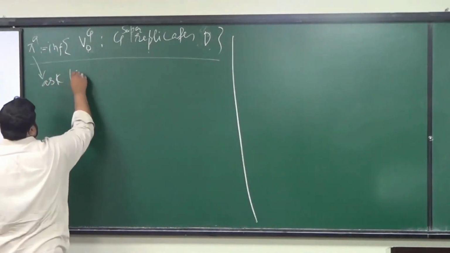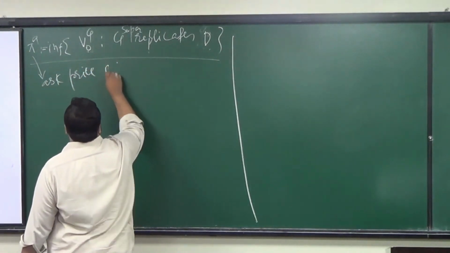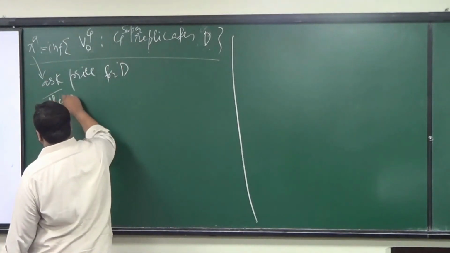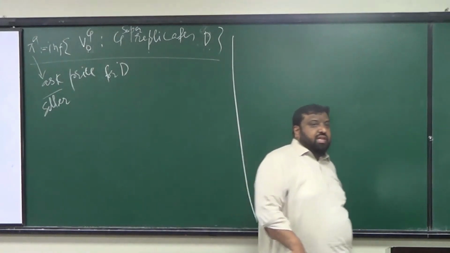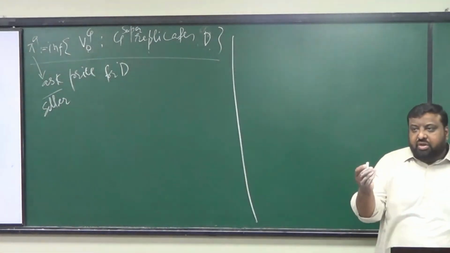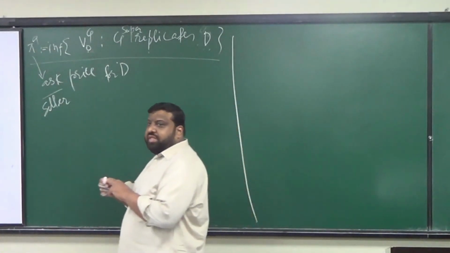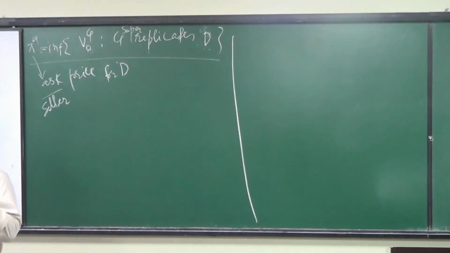Ask price for D, sometimes we also call it the seller's price. It's like an ideal price for the seller for this product. So if the price of this object goes beyond this ask price, the seller is going to make some unnecessary profit, or maybe risk plus profit.